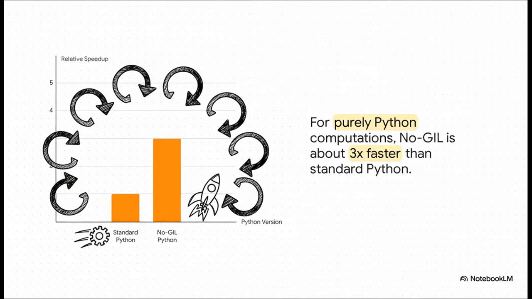All right, first up, let's look at the absolute ideal scenario. This is a task that's just pure Python computation. No fancy libraries, just a ton of loops and math. And wow, the results are awesome. No-GIL Python is about 3 times faster. This proves that when your bottleneck is pure Python code, the speedup is absolutely real and, well, it's huge.